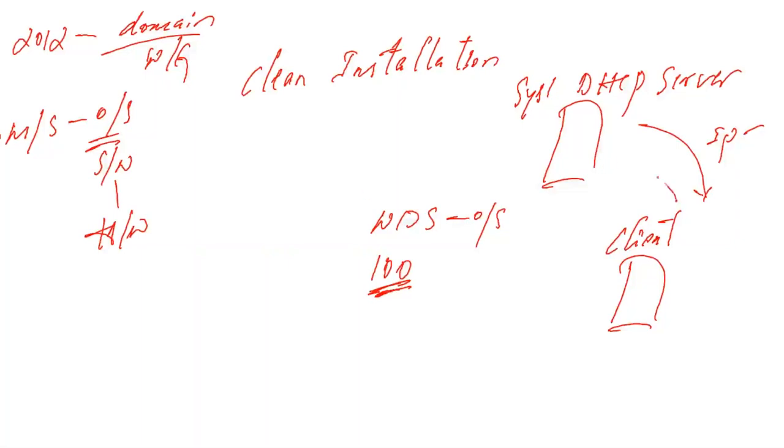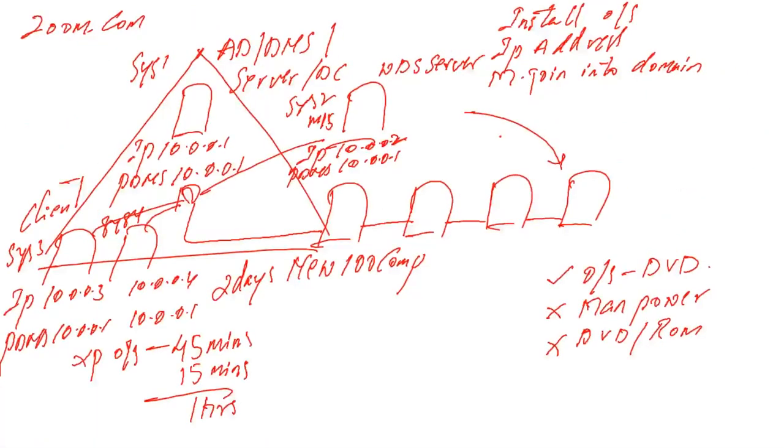So on request, the DHCP server will assign the IP to the client, or not? Whenever the clients request an IP from the DHCP server, on request the DHCP server will assign the IP to the client. The same way here also, my WDS server does not have any knowledge of which machine requires an IP, which machine requires an OS, and which machine does not require an OS. So what is the condition?